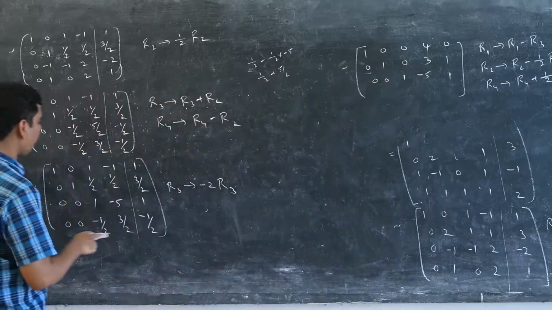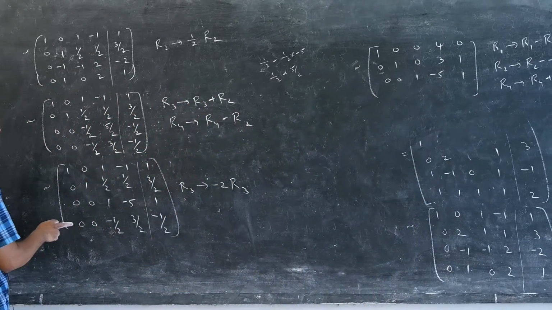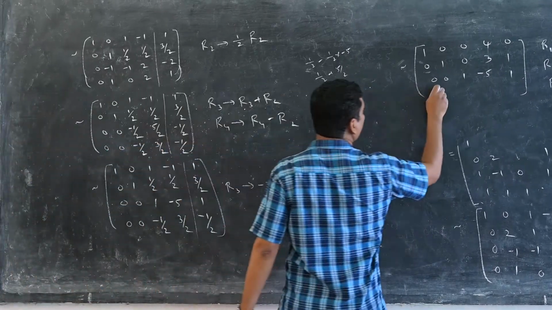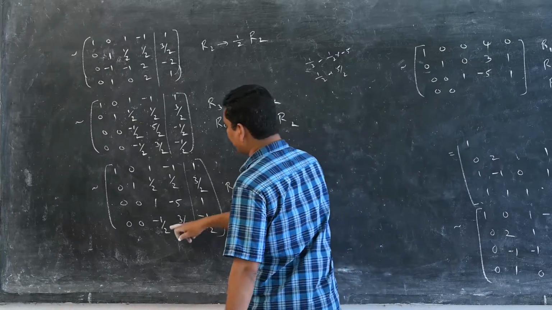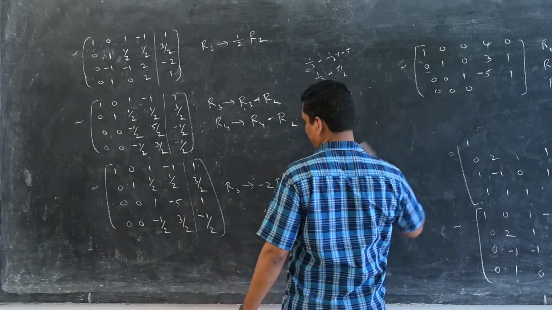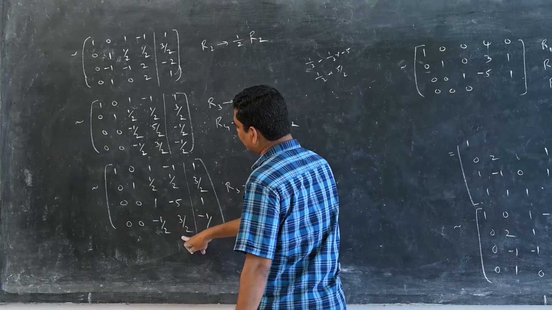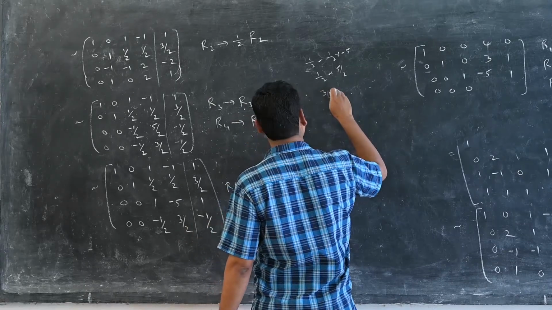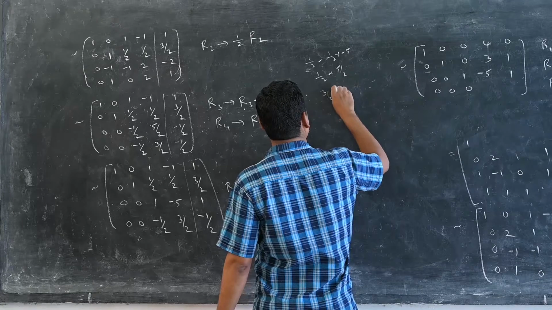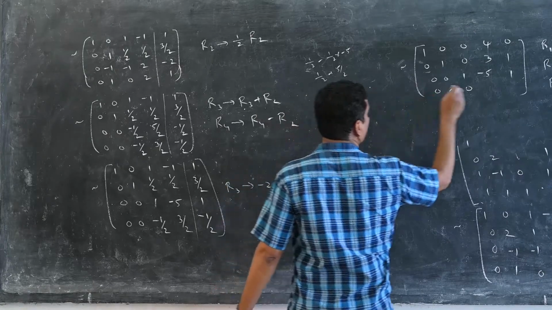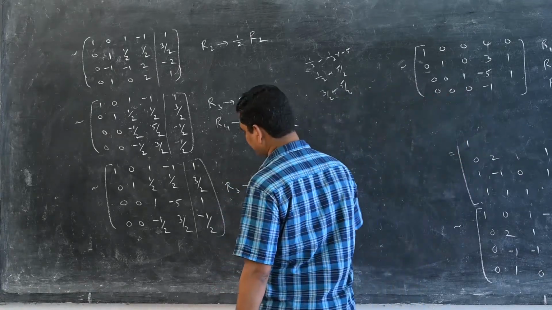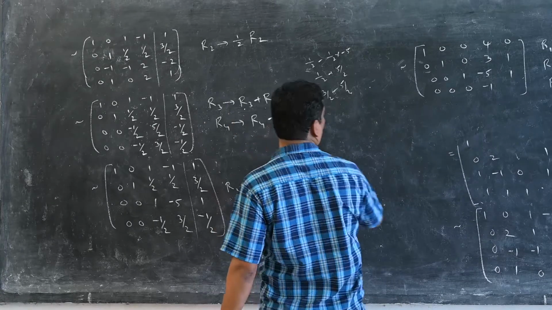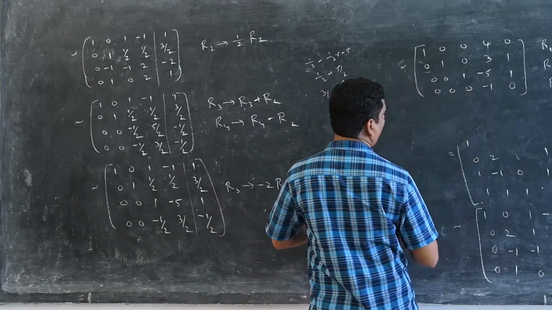R4 goes into R4 plus 1 by 2 R3. 1 by 2 into 0 plus 0. So this is equal to 0, 0 minus 1 by 2 plus 1 by 2 into 1, 0. 3 by 2 plus 1 by 2 into minus 5, 3 by 2 minus 5 by 2. It is minus 1. Minus 1 by 2 plus 1 by 2 into 1, 0.